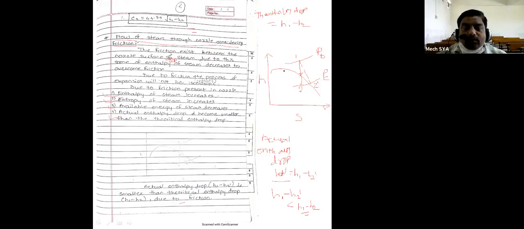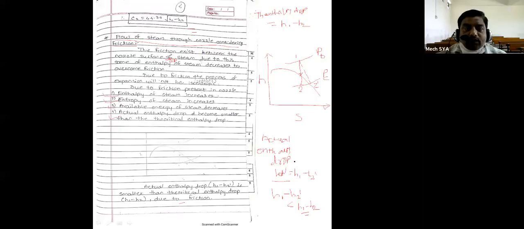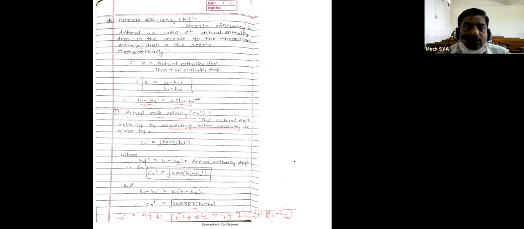And due to that, what will happen? Specific enthalpy increases due to friction, entropy also increases, and available energy goes on decreasing. Available energy is H1 minus H2, and the actual enthalpy drop becomes smaller than the theoretical enthalpy drop. Therefore we have to define the nozzle efficiency, and it is denoted by the letter K.